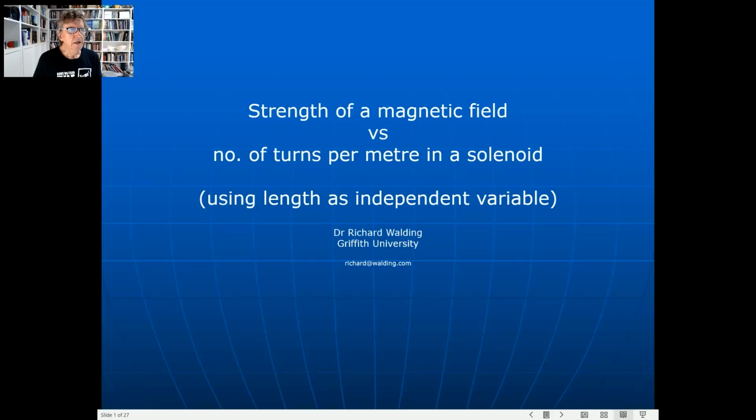In this video today I'm going to have a look at the prac in electromagnetism. It's a modification of the one you might have already done. I've called it strength of a magnetic field. I'll just put it up on the screen: strength of a magnetic field versus number of turns per meter in a solenoid.